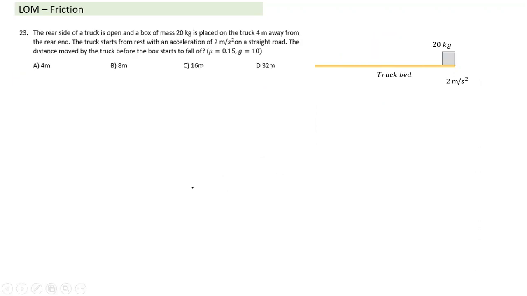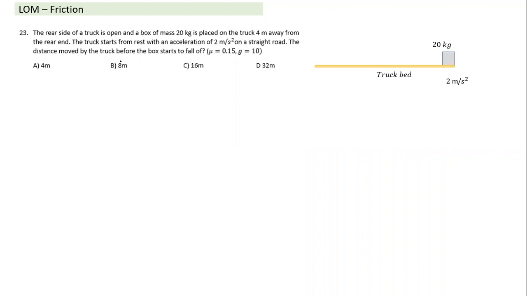Okay. So this is the last question. I'll quickly deal with this. So just think of it. There's a truck, and you would have seen, whenever a car suddenly accelerates, if anything is lying on the floor, it tends to slide backwards. Let's try and understand why it happens.